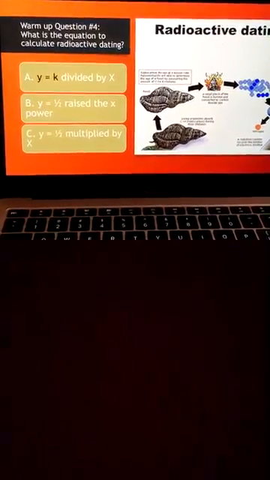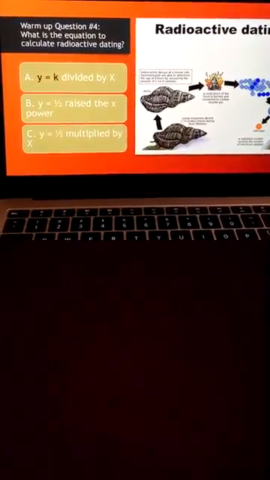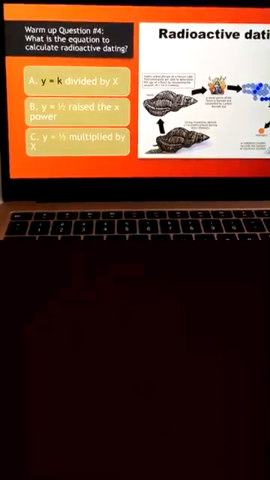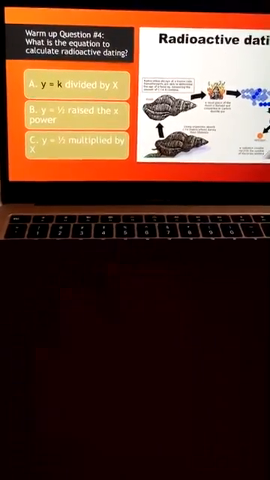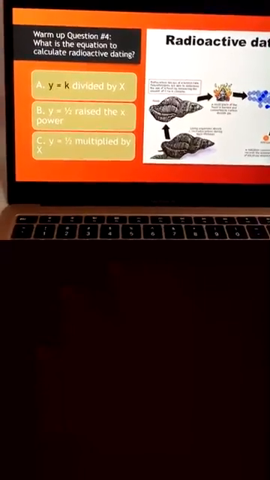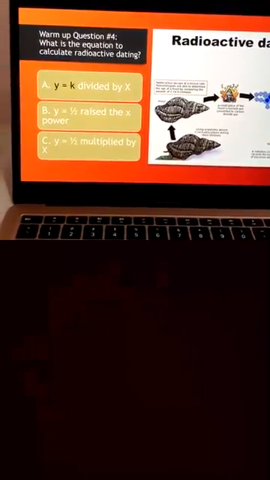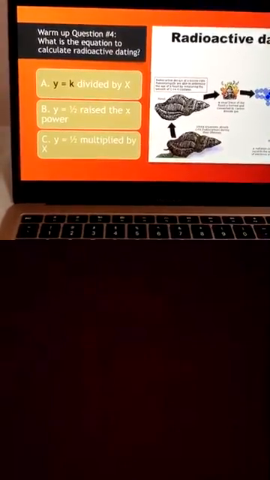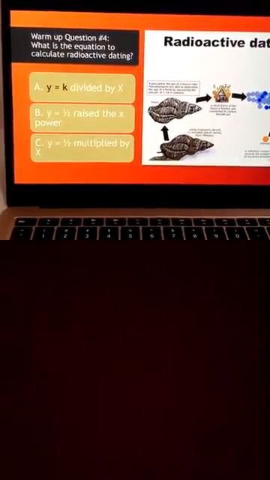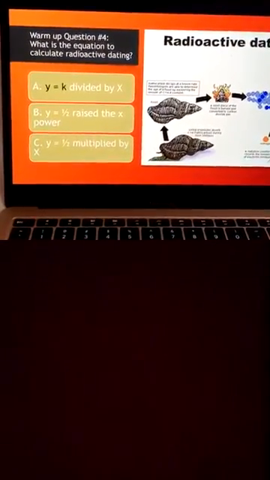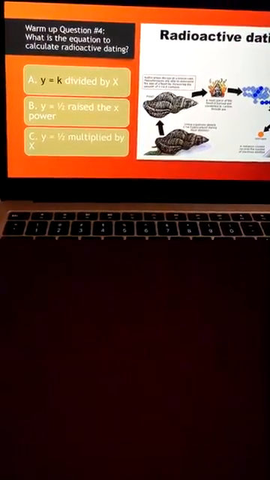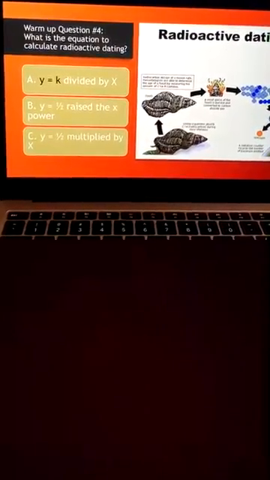So that leads us to question 4. What is the equation to calculate radioactive dating? It was B. All right, so you said B, and that was correct. B, y equals 1/2 raised to the x power. So now we're talking about exponents. It wasn't just multiplying the two, you had to actually raise it to the exponents. So make sure that you all are keeping up as we go in.